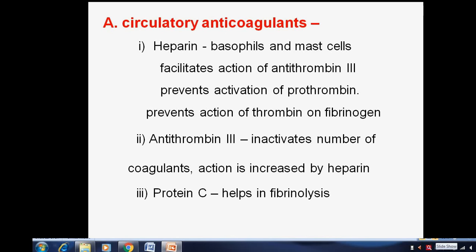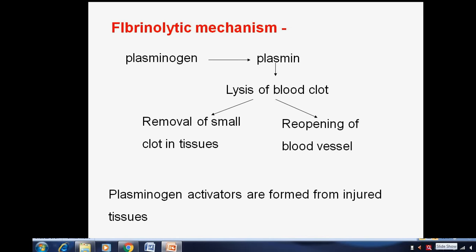When you see this fibrinolytic mechanism, this is a very easy graphical presentation explaining this fibrinolytic mechanism. In this fibrinolytic mechanism, plasminogen is converted into plasmin, while plasmin further causes lysis of the blood clot. Lysis of the blood clot subsequently causes removal of small clots in tissues and reopening of blood vessels. These plasminogen activators are formed from injured tissues.